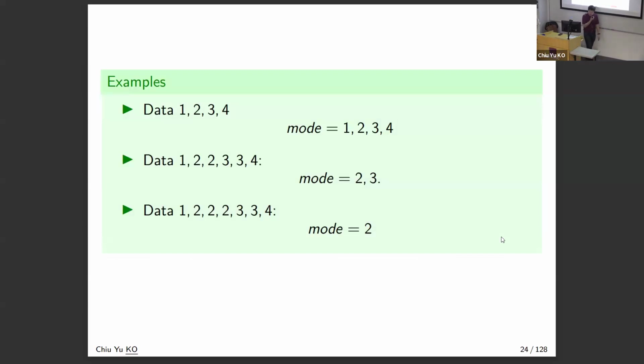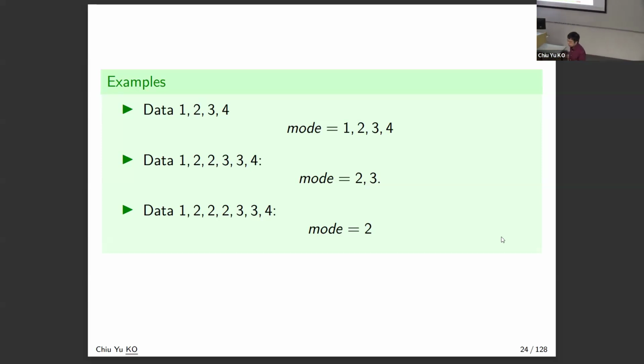Now in this case, do note that my first bullet point is different from some of the textbooks. Some textbooks would do as I do: if everything appears once, then everything is a mode. But some textbooks say there's no mode. So just make sure that you get what I'm doing. If there's 1, 1, 2, 1, 2, 2, 3, 3, 4, then 2 and 3 appear twice, so it's 2 and 3. If 2 appears more, then the mode is 2.